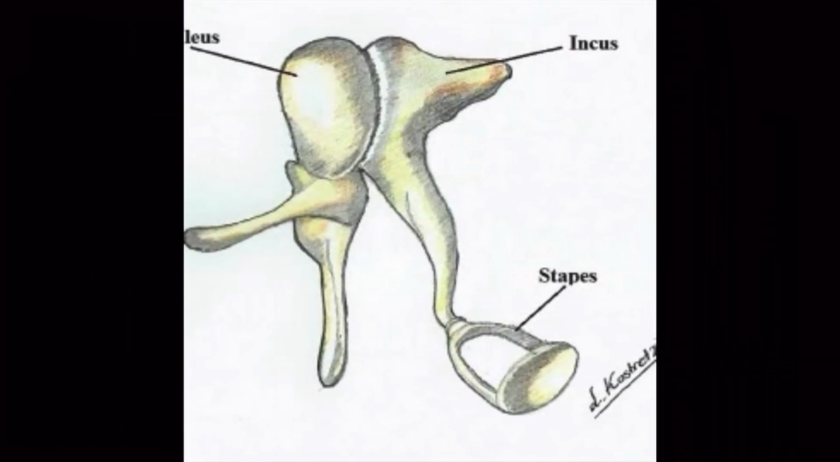The marked bone which you have to identify is incus only. This type of image is shown in the examination. The marked bone is incus, which you have to identify.